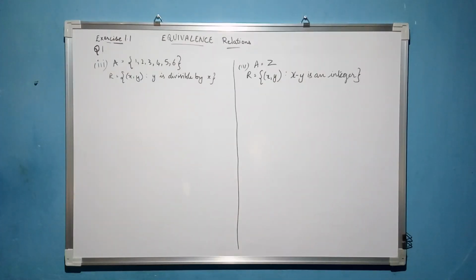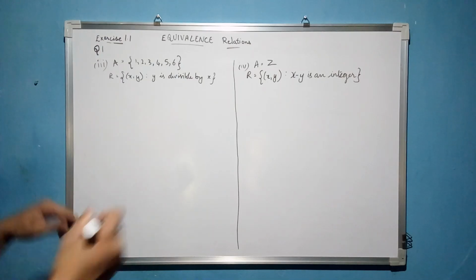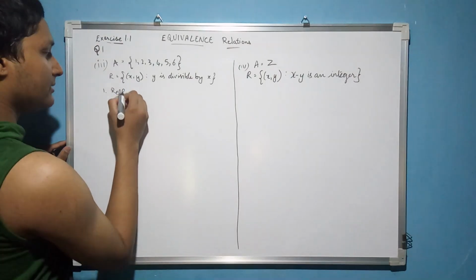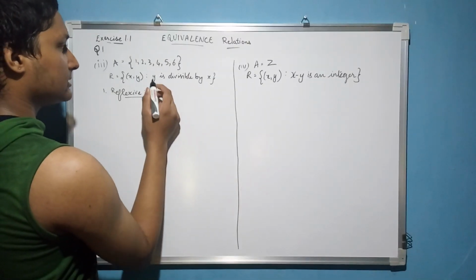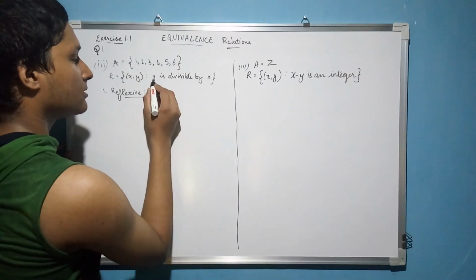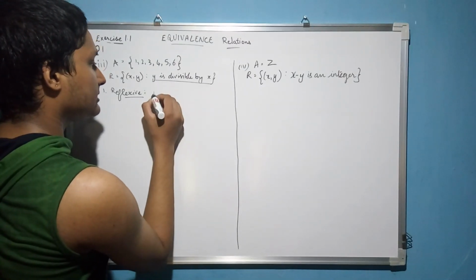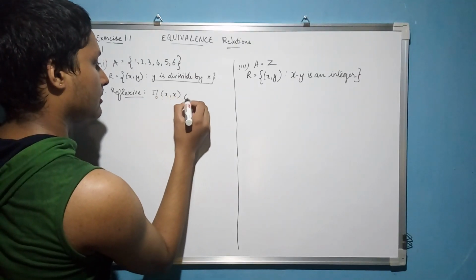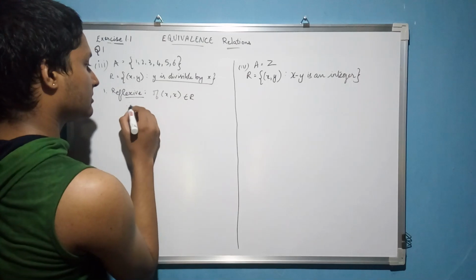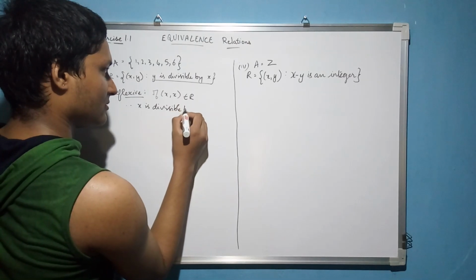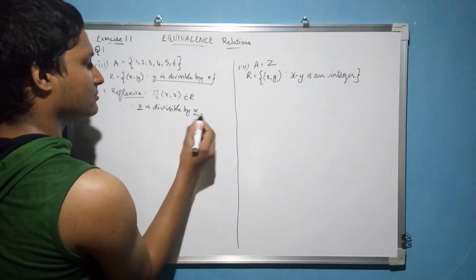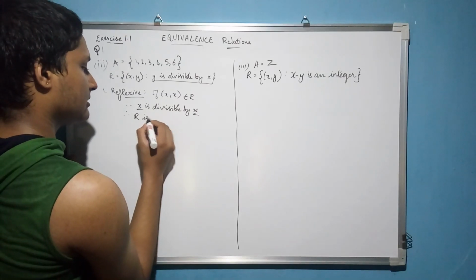We have the next question from exercise 1.1, first question. That is third and fourth I have written here now. This is to check whether it's an equivalence relation. The first one is however reflexive. I'm going to do it a bit faster now. If it is reflexive, that means x comma x belongs to R, therefore x is divisible by x. Yeah, that is true. Therefore, R is reflexive.